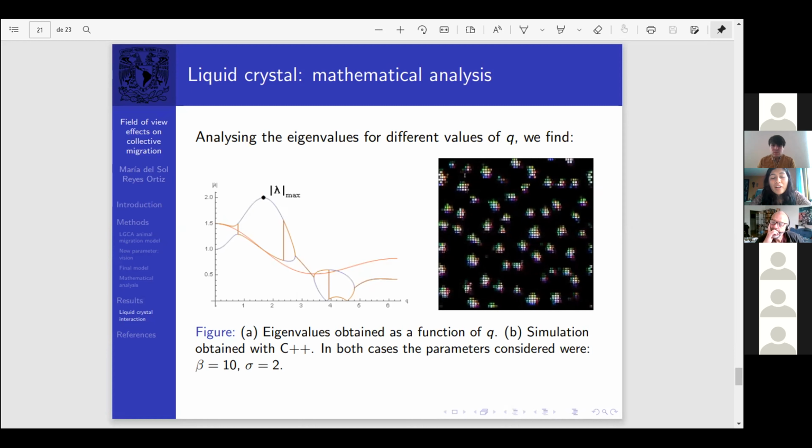And the wavelength that this perturbation will have will be given by 2π over q. So if we make 2π over 1.6, which is where we have our maximum, we have something like 3.9. This is really good for us because if you see the right image, you can see that our clusters of particles have a diameter of 3 or 4. So that is consistent with what we found in our mathematical analysis.